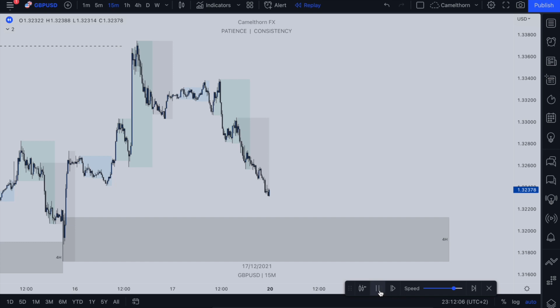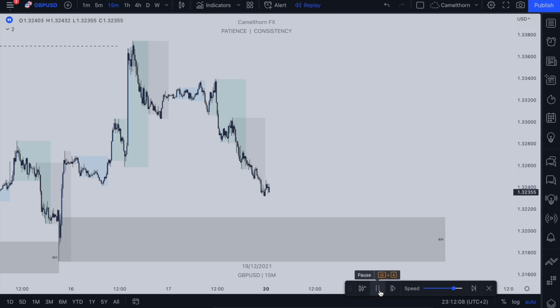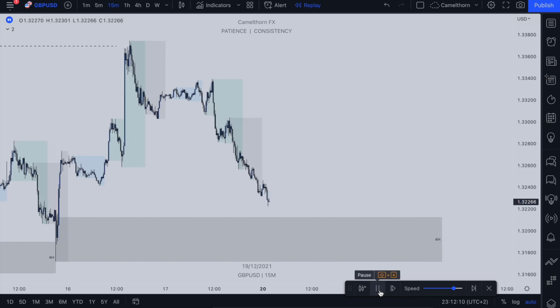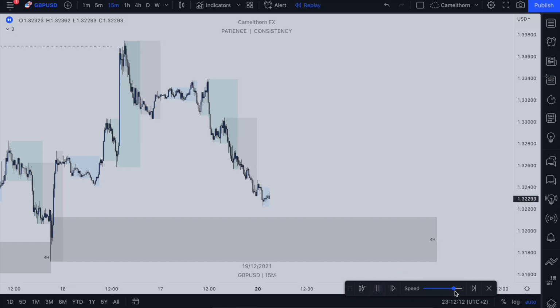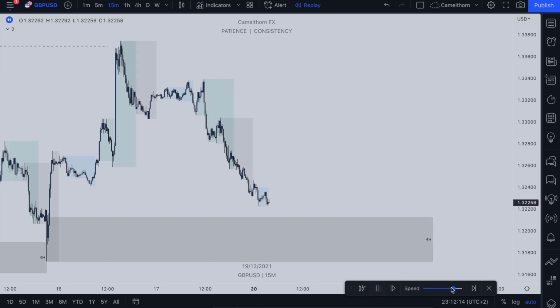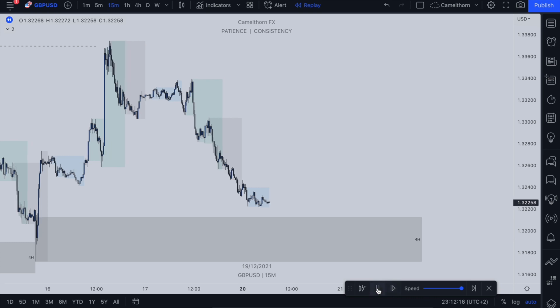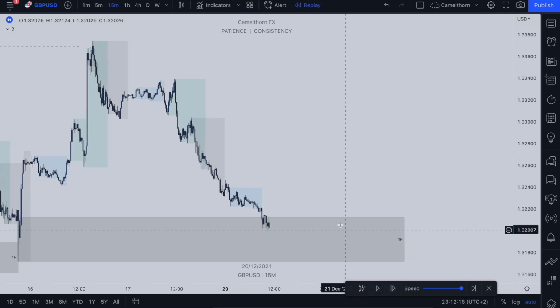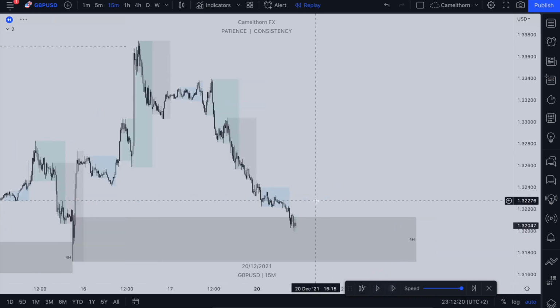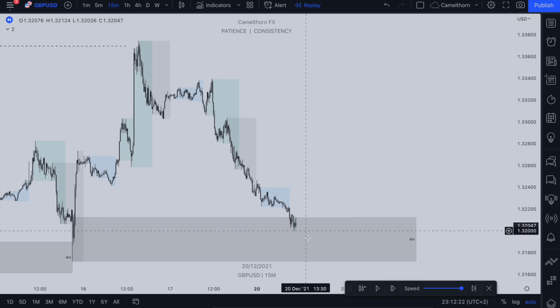So if we play price forward now, remember we are on the 15-minute chart. If we just increase the speed of it here, we can see that price action, as anticipated, comes into this 4-hour demand zone.